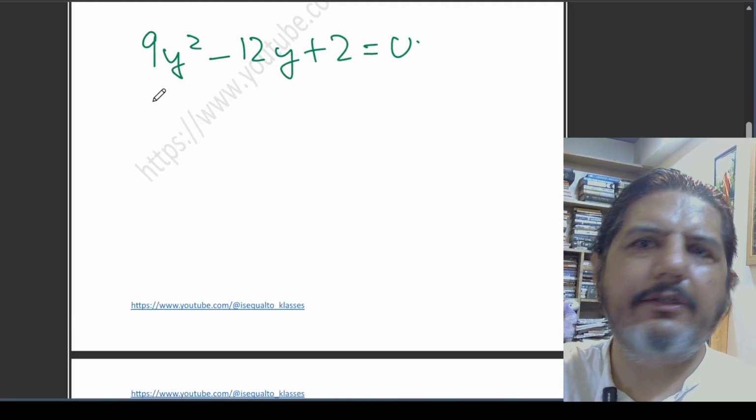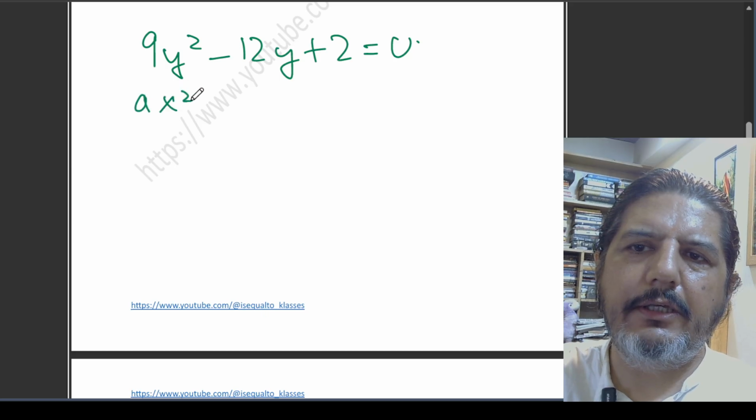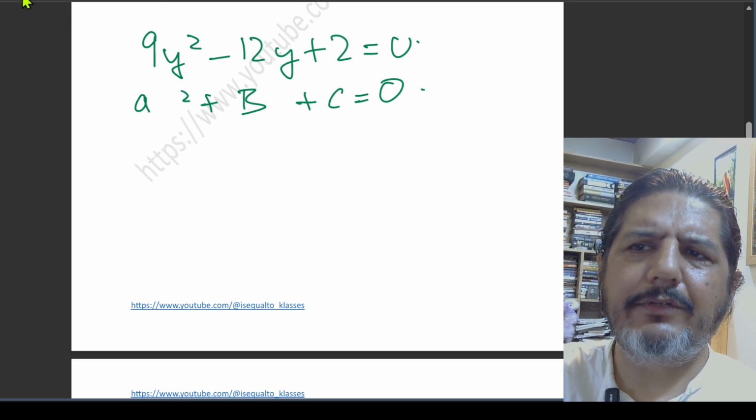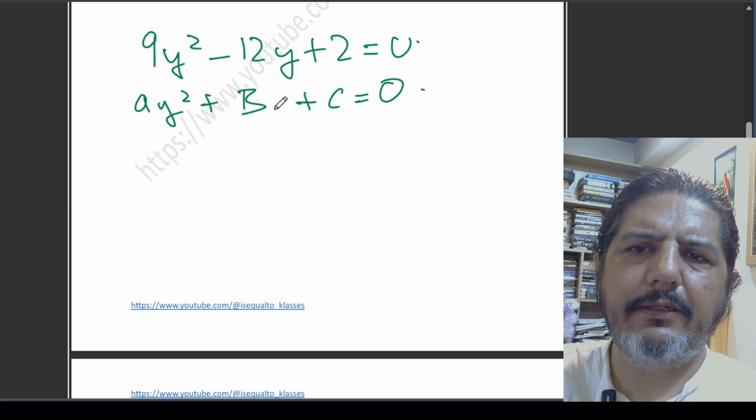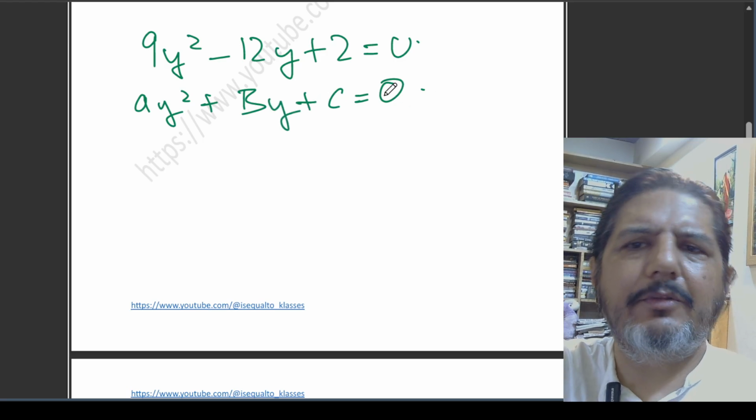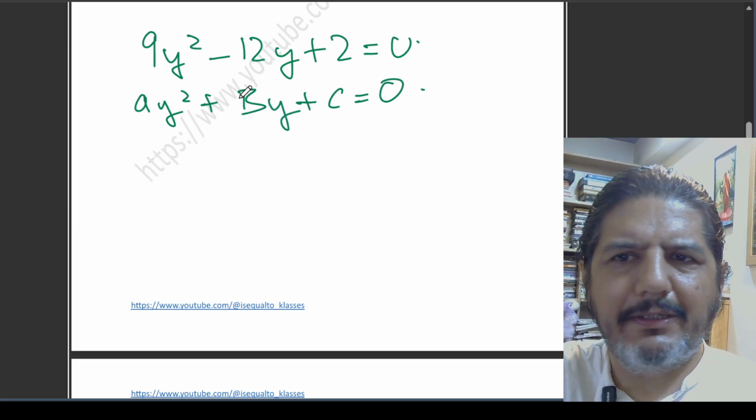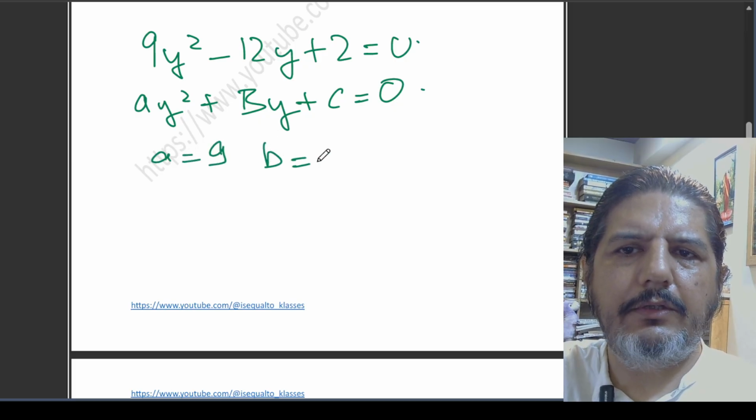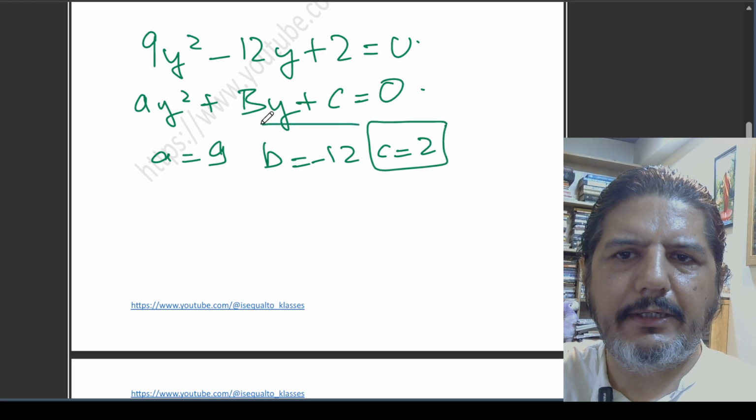Now this is in the standard form. So I compare this with ax square plus bx plus c is equal to 0. You can actually write this in terms of y also, it doesn't matter. So please don't get confused. I can compare this with ay square plus by plus c is equal to 0 also. So a is equal to 9, b is equal to minus 12, c is equal to 2. So these are the values that I have.